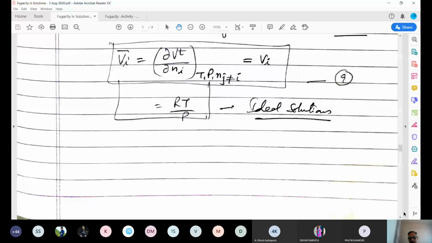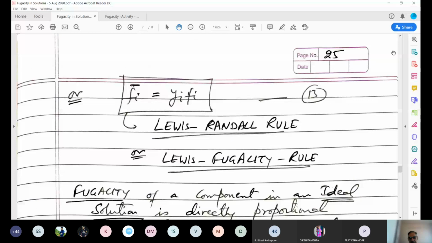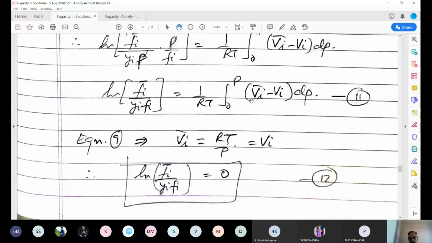And if we substitute in this equation, we substitute in this one, Vi bar is equal to Vi. For ideal solutions, this right hand side becomes 0. And what we'll get is ln of Fi bar by Fi is equal to 0. Equation 12.